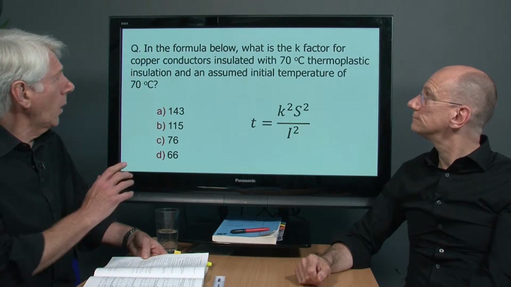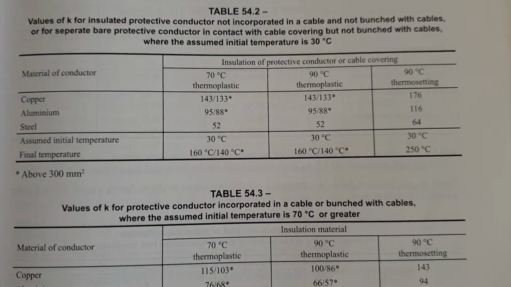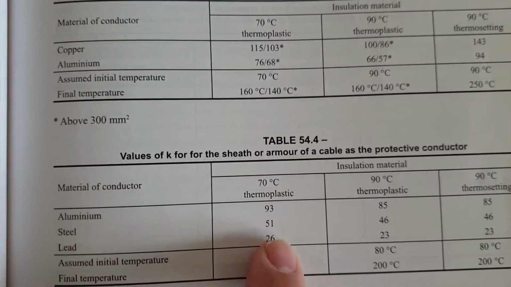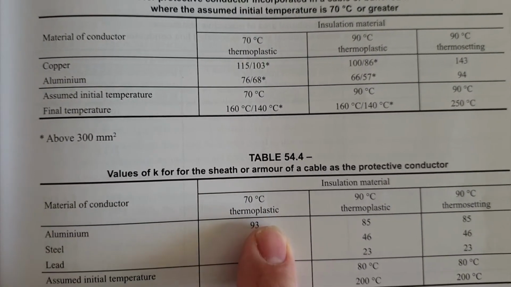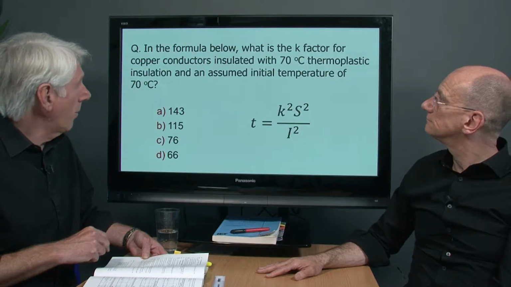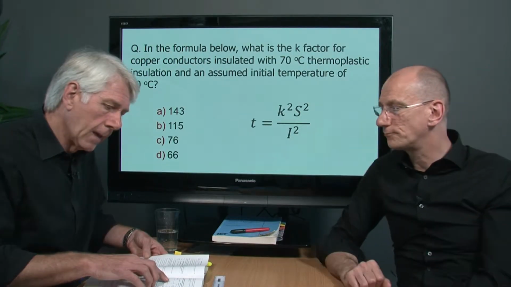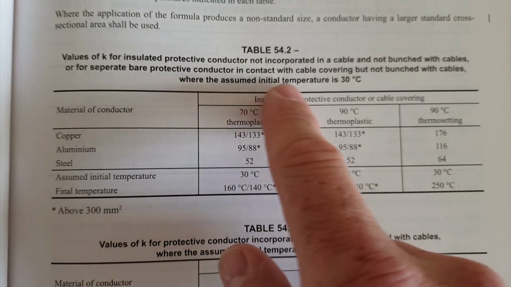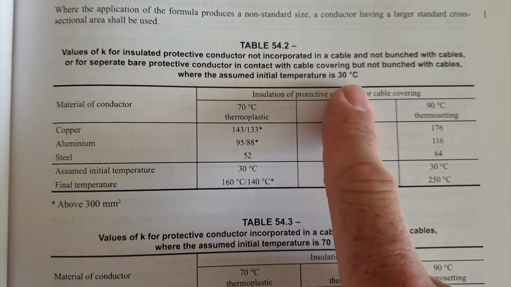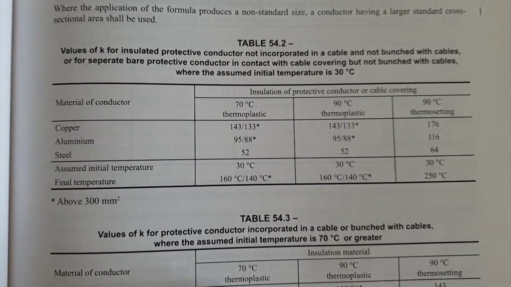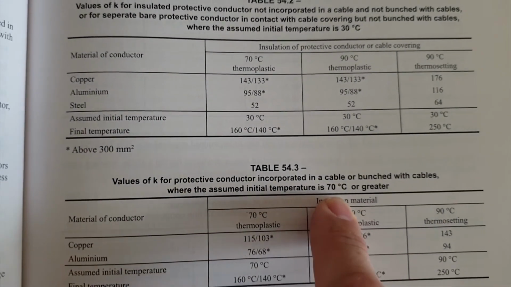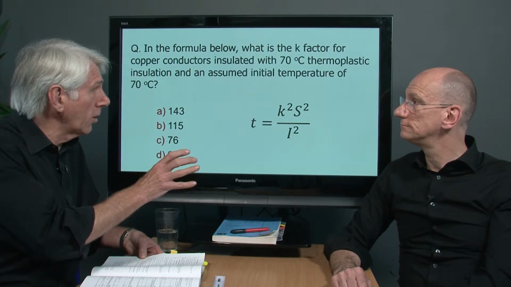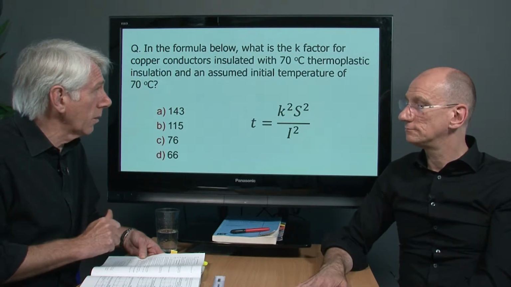So if we look back at the question, what have we got here? We've got 70 degrees C thermoplastic appearing in all 4 of those tables, but an assumed initial temperature of 70 degrees C. If you look around the descriptions in bold at the top there, this one says where the assumed initial temperature is 30 degrees C, this one where the assumed initial temperature is 70 degrees C. Now it's given to us in the question, but just from a point of view of information, what's the difference with those 2 initial temperatures?